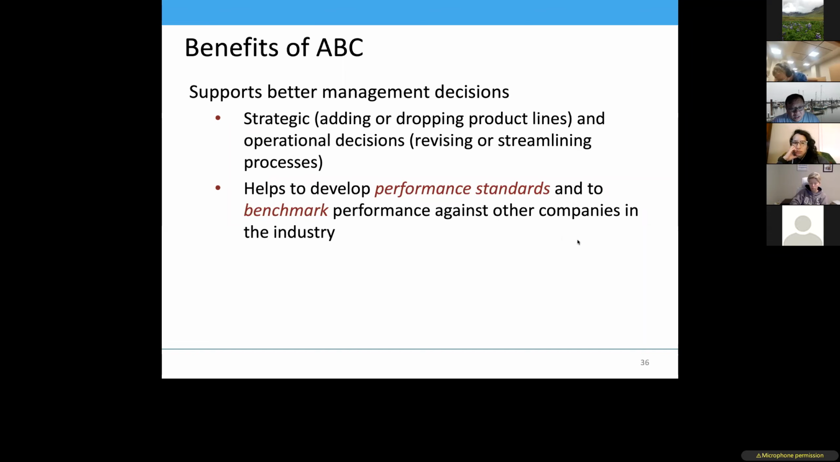And also, you want to have some benchmarks against other companies in the industry. For example, what are the performance standards? What is the profit margin for my product? Not only am I making money, but how much am I making on the product? You probably know about your peers and your competitors, so it's really important that this kind of information provides you some kind of benchmark, okay?